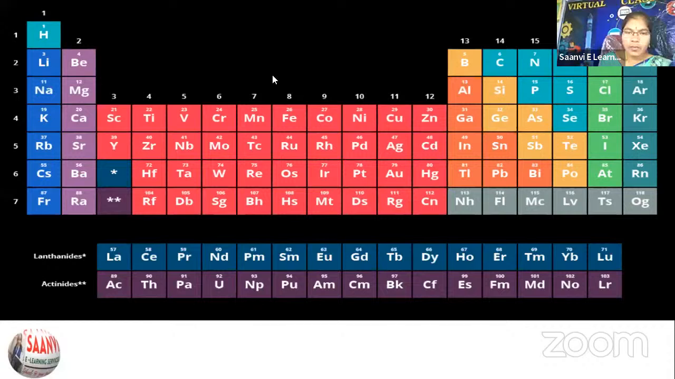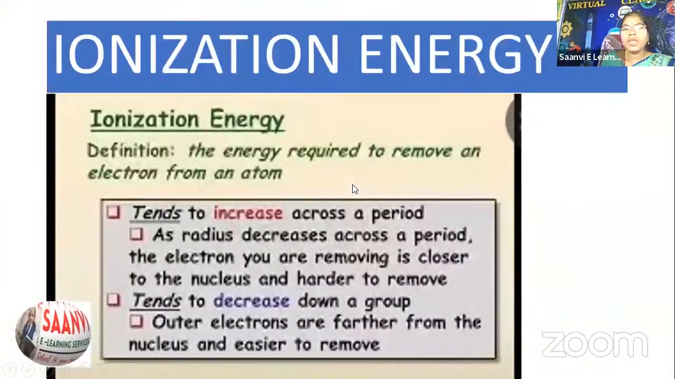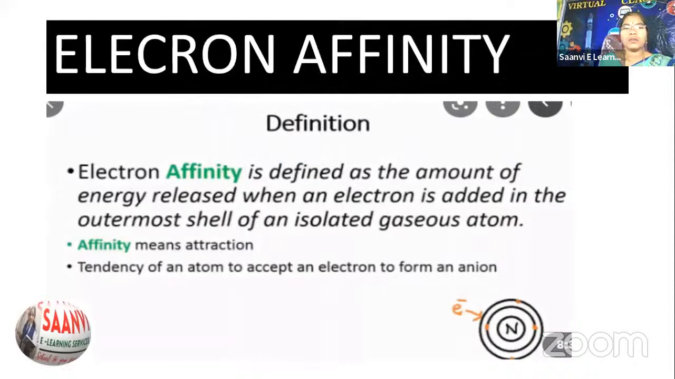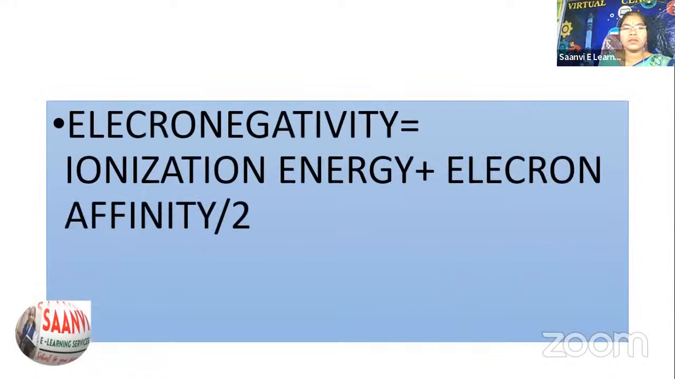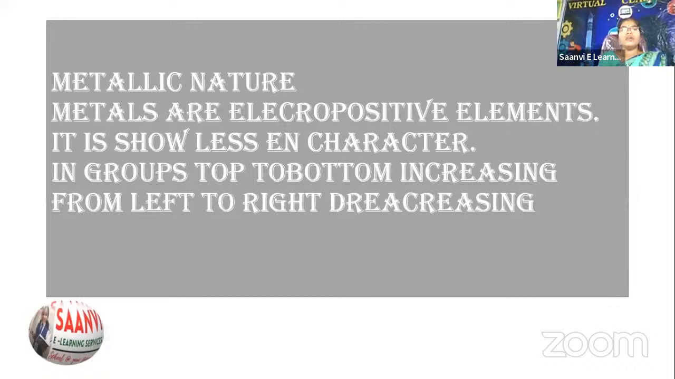So this is a periodic table. In the periodic table, we are learning about the D block elements, metallic nature. Actually, metals are electropositive elements. Can anyone say one example of a metal?